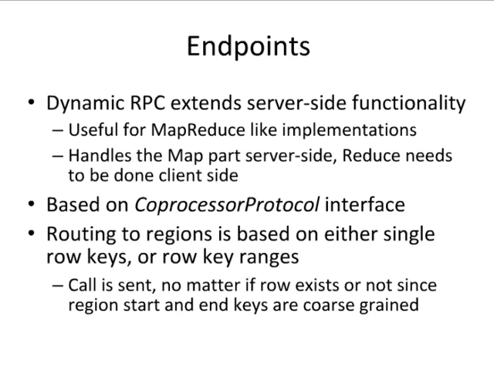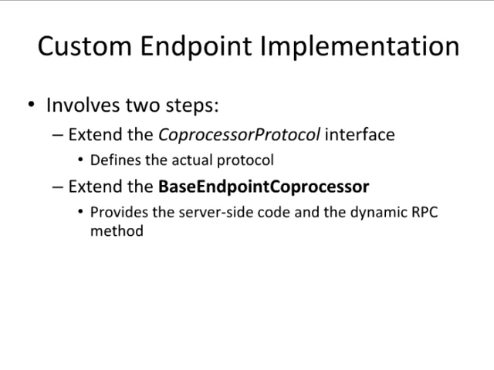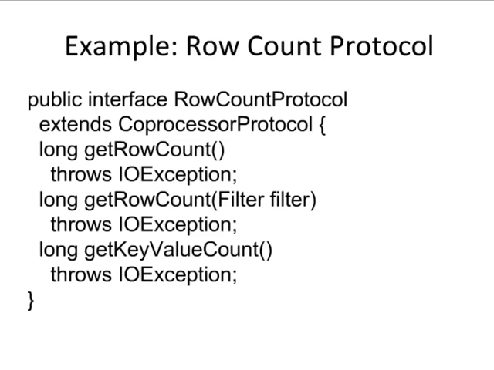That's the protocol. Now I'm going into the code. I'm implementing the base endpoint coprocessor with my own class called row count endpoint, which implements the row count protocol I just defined. I have this internal get count, which takes the filter or not, and counts using a scan. It creates a scan and iterates over the results. It takes the environment and gets the internal scanner from the region.